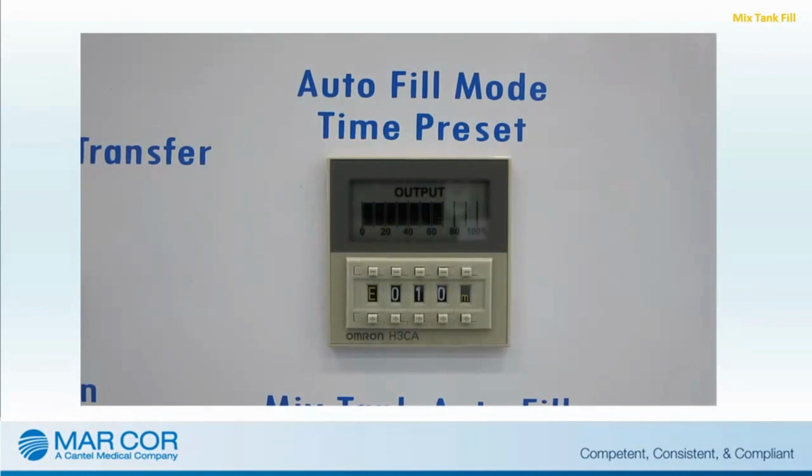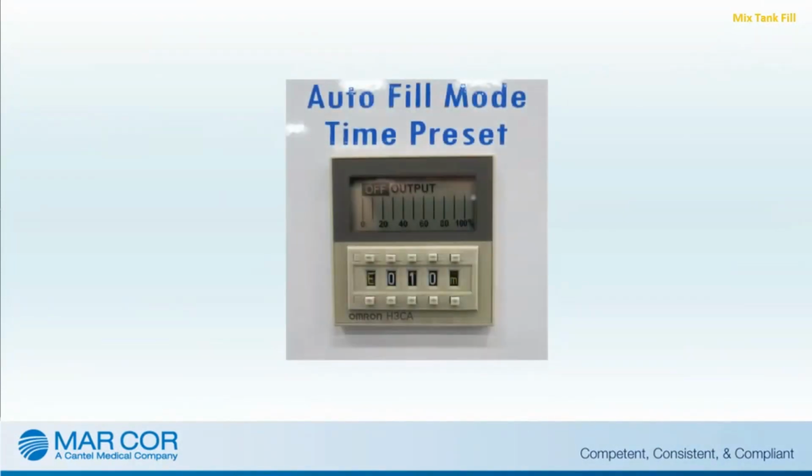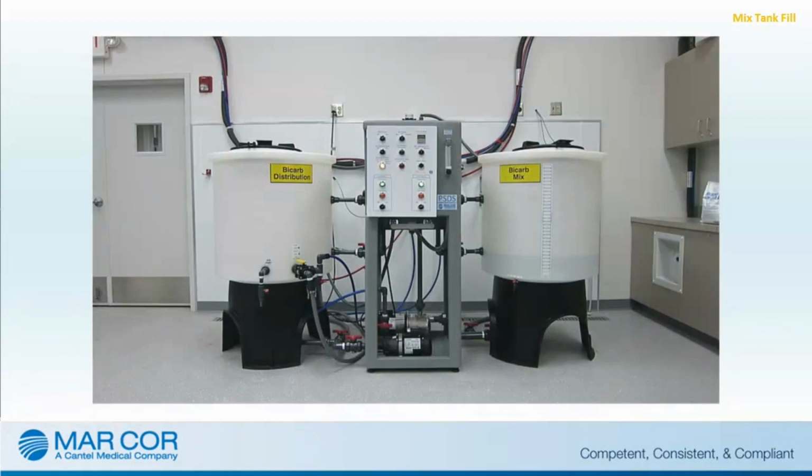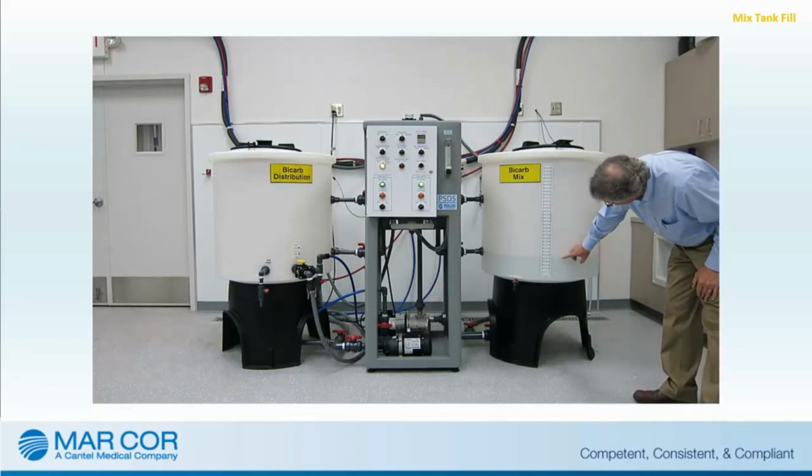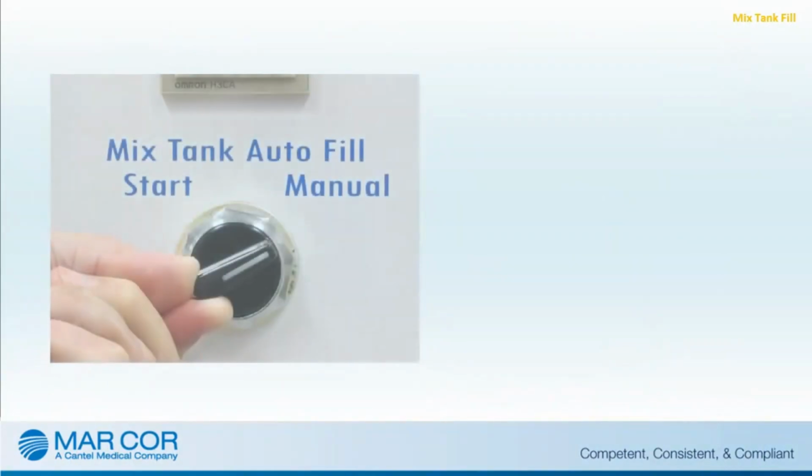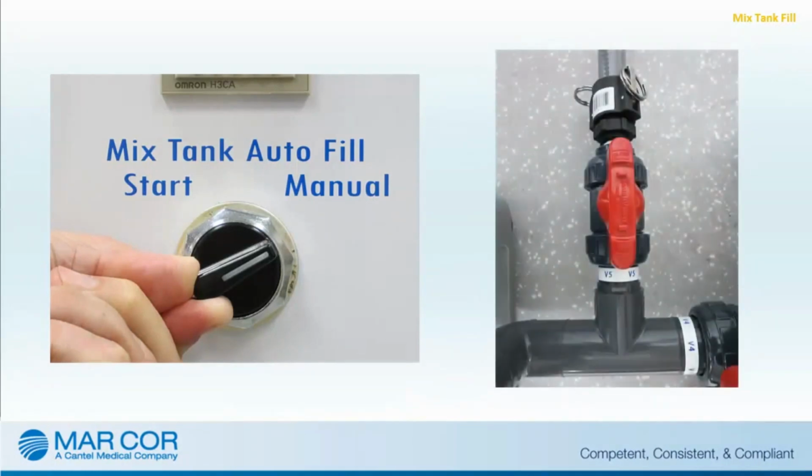Note: as the timer counts down, the display will be reduced from a full black bar to a dashed white bar, and "off output" will be shown when finished. The volume of water in the mix tank may need to be increased or decreased to be at the precise amount needed for mixing the bicarb powder. Turning the mix tank autofill switch to manual will open the inlet water solenoid valve and start to raise the level of the water in the tank. Or, opening V5, the drain valve on the mix tank, can be used to lower the level of the water in the tank.